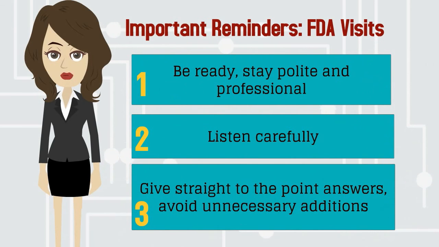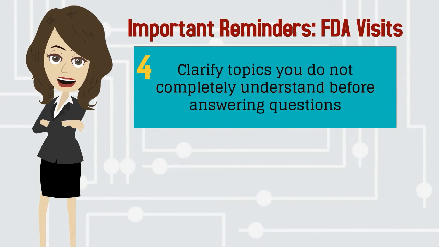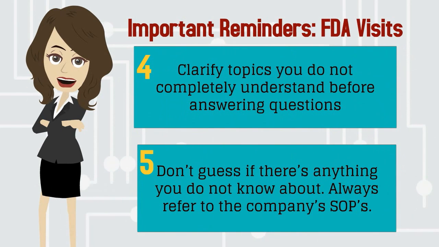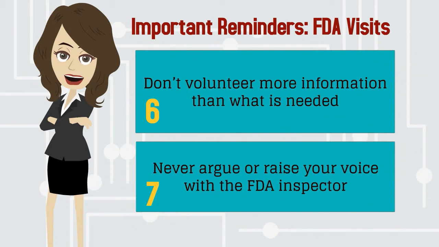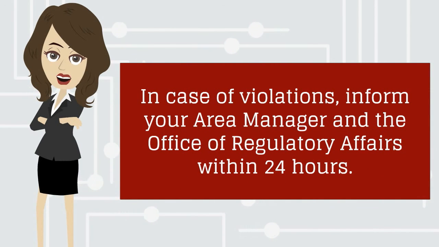1. Be ready, stay polite and professional. 2. Listen carefully. 3. Give straight to the point answers, avoid unnecessary additions. 4. Clarify topics you do not completely understand before answering questions. 5. Don't guess if there's anything you do not know about. Always refer to the company's SOPs. 6. Don't volunteer more information than what is needed. And 7. Never argue or raise your voice with the FDA inspector. In case of violations, inform your area manager in the Office of Regulatory Affairs within 24 hours.